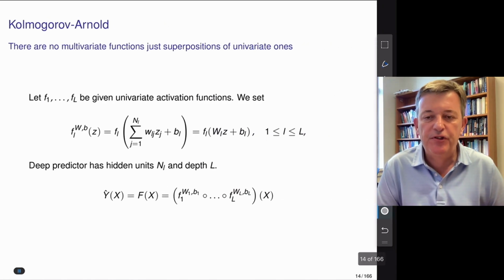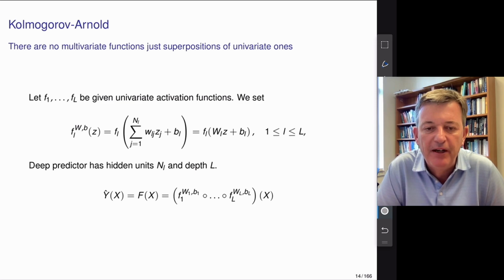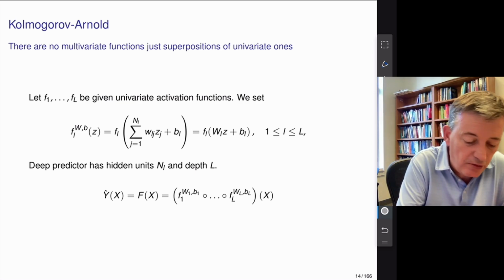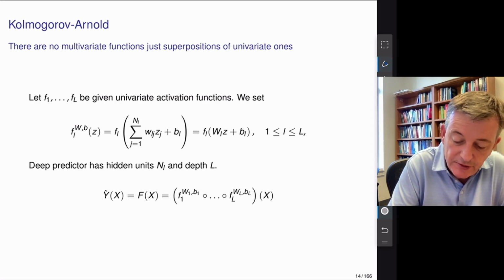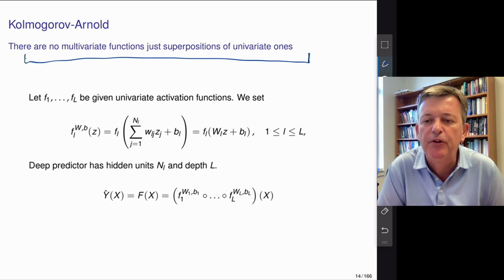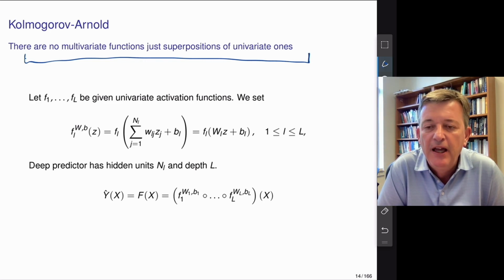Okay. So just a couple of slides on the mathematics of deep learning. It's really quite beautiful math. It's from a result in the 1950s by two Russian mathematicians, the very famous mathematician Kolmogorov and his student Arnold. The way I like to remember this is that there are really no multivariate functions. Remember, I want to do a multivariate function because I've got a very high dimensional set of variables P. There are just superpositions or compositions of univariate ones.